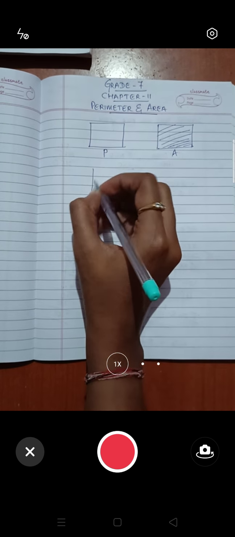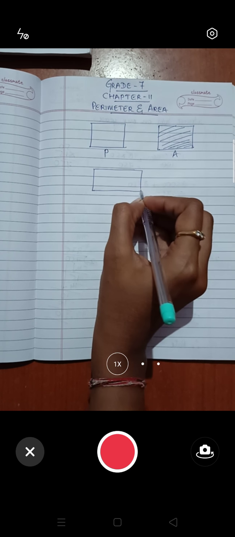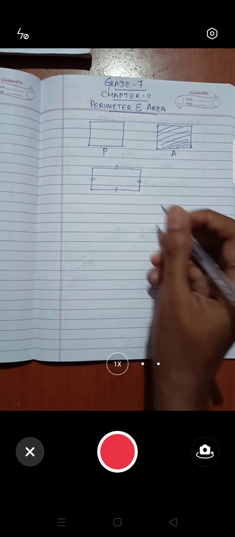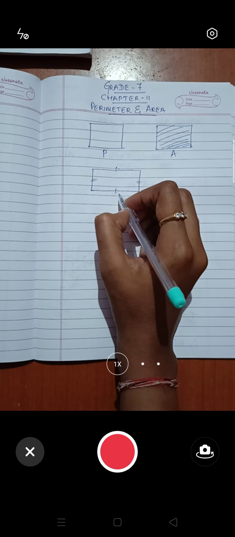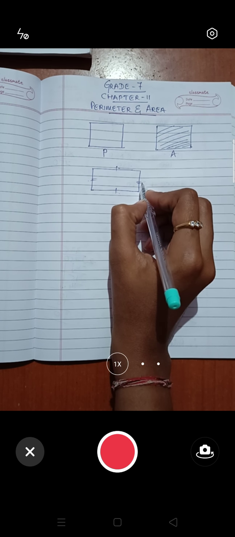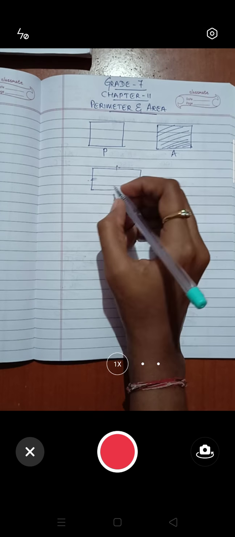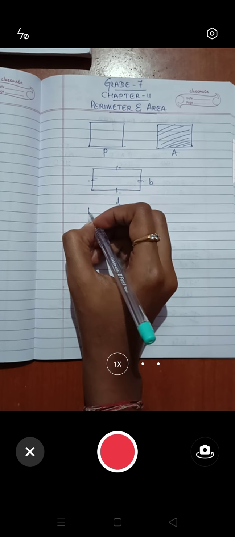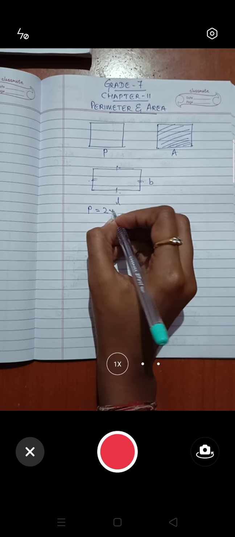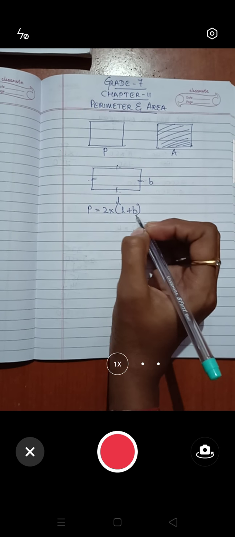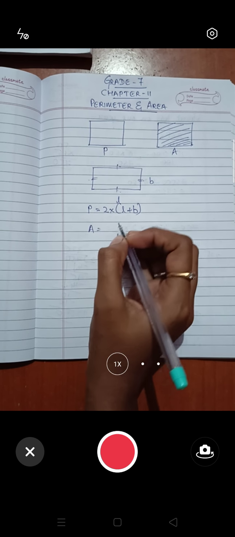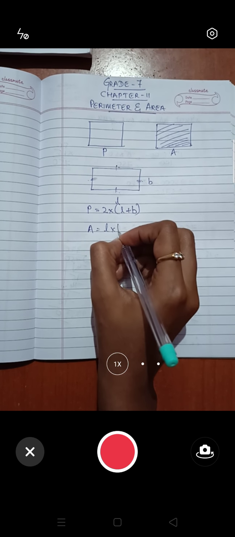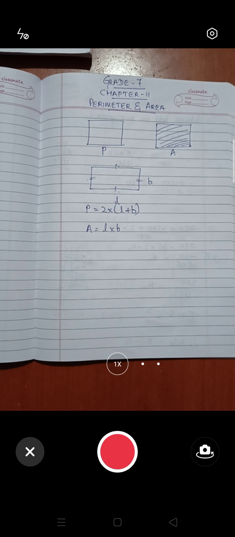Let me draw a rectangle in which opposite sides are equal. Here there are two L's, which means two lengths, and two B's, that is two breadths. So this is L and this is B. So the perimeter of a rectangle is 2 into L plus B. Now what is the area? We simply multiply the length and the breadth. So L into B is the area of the rectangle.